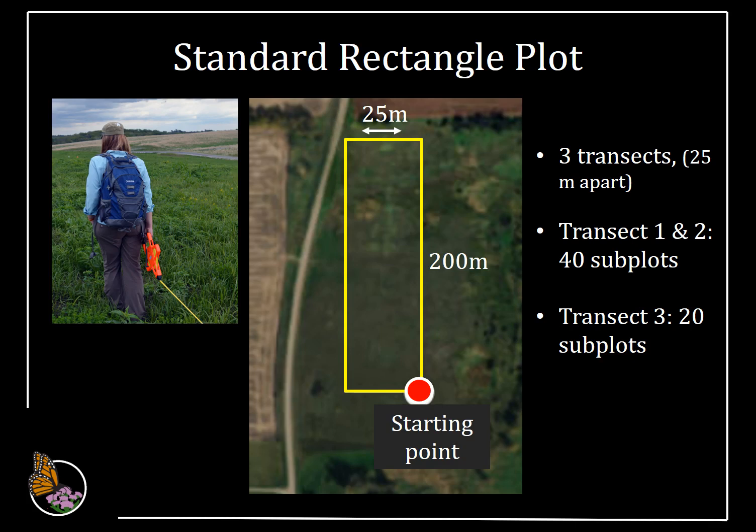If your site is large enough to accommodate a standard rectangle, you will use this plot setup. The standard rectangle includes three transects, which are spaced 25 meters apart. The first two transects will have 40 subplots each, and the remaining third transect will only have 20.